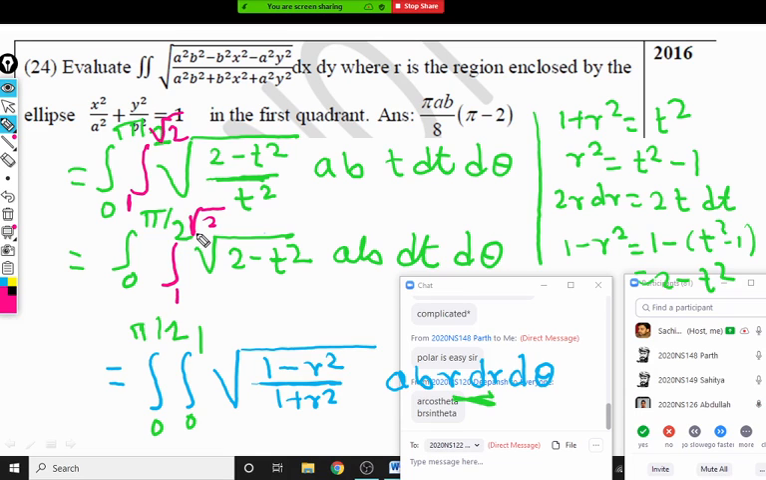Sir, how did root 2 come? Please tell once. You will observe what the upper limit is. r is 1, no? Replace r by 1 here. So 1 plus 1, 2, is t square. So t is root 2, no? Okay, sir. Thank you. Now here you can use the integration of root of a square minus x square as x by 2, or t by 2, into root of 2 minus t square plus 2 by 2 sine inverse of t by root 2. You can check it and you can proceed there.